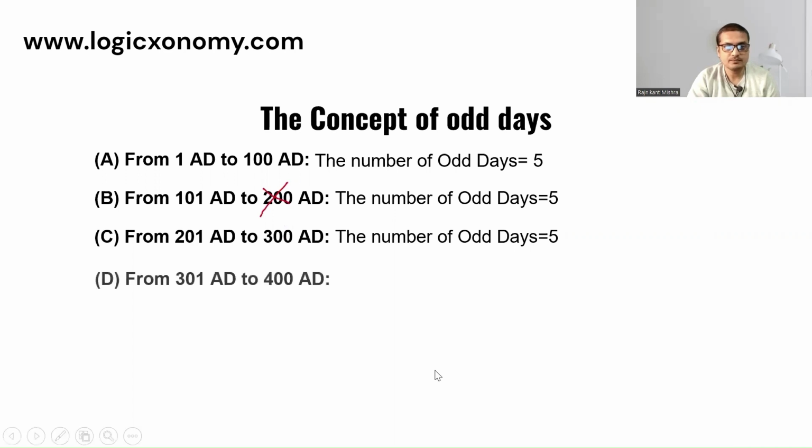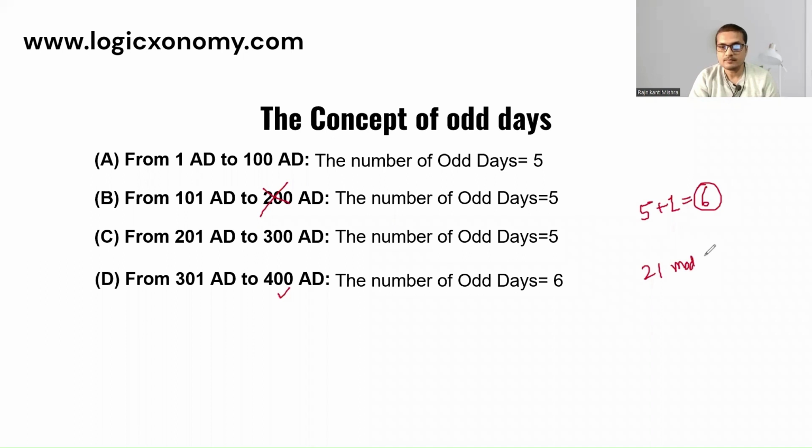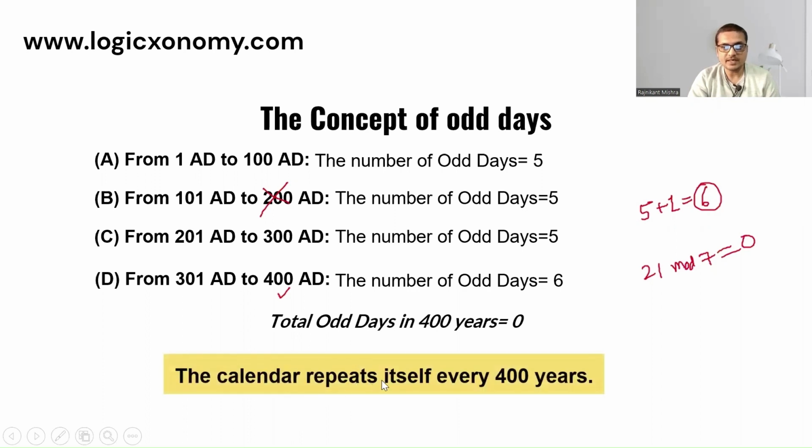But in the fourth century, this 400 is a leap year. So we have to add one more odd day to 5. The total number of odd days is equal to 6. The total number of odd days in these 400 years: 5 plus 5 plus 5 plus 6 is equal to 21. 21 mod 7 is equal to 0. It means in 400 years, the total number of odd days is equal to 0, or we can say the calendar repeats itself every 400 years.